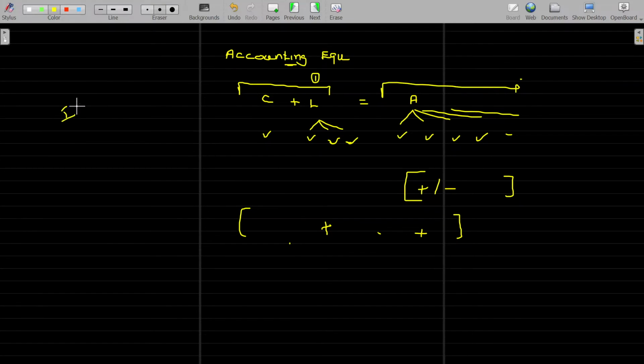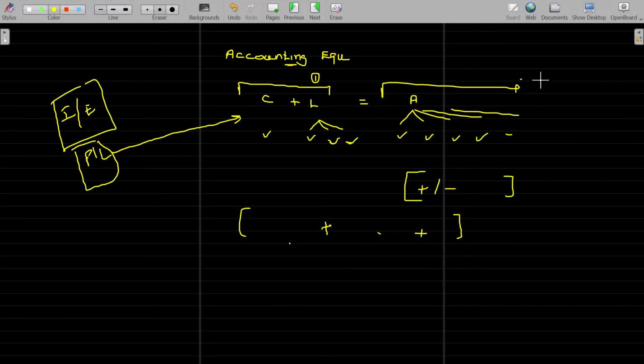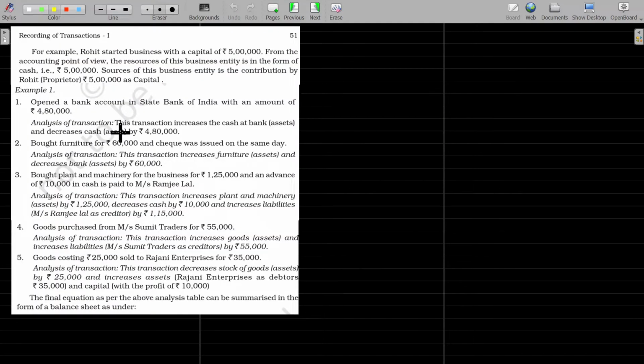There may be income and expenses also. Whatever the income and expenses, or profit and loss may be, these will be added to or subtracted from the capital only. If rent is paid, it cannot be recorded anywhere else; it will be subtracted from cash and capital. So expenses are a subtracting item from the capital. If there is an income, that will be an addable item to the capital. That's the logic you have to understand. Anyhow, we'll see this with an example.